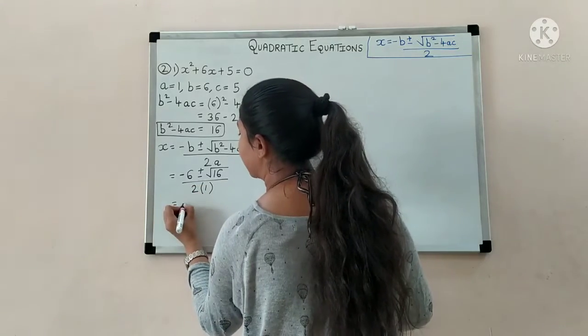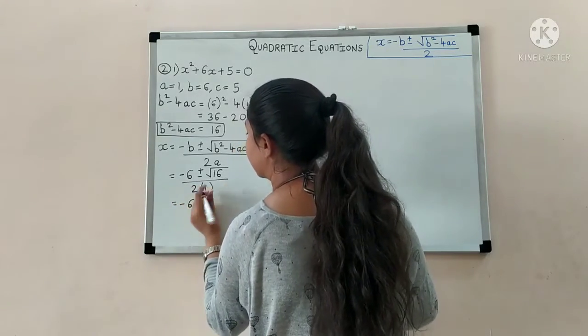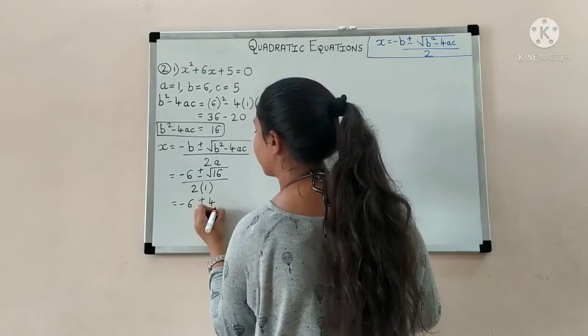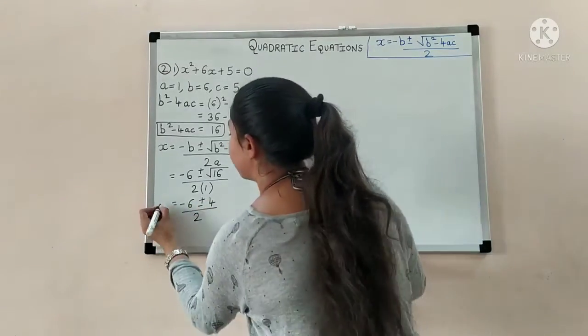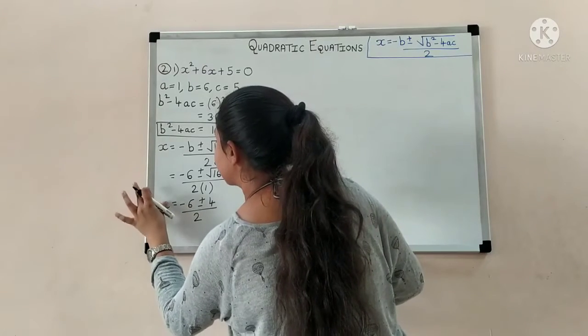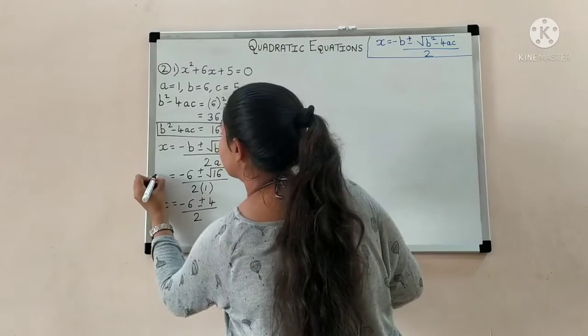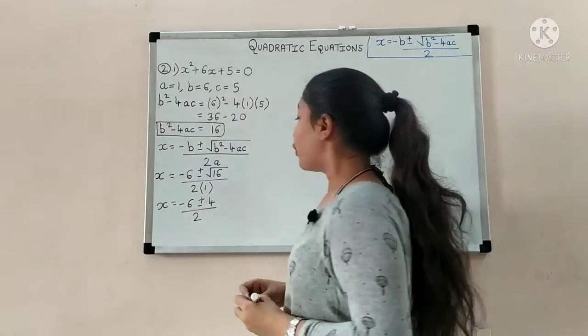Now we will simplify it. Minus 6 plus minus. What is root 16? So it is 4 upon 2. Okay. Now see, we have solved till here. x is equal to minus 6 plus minus 4 upon 2.